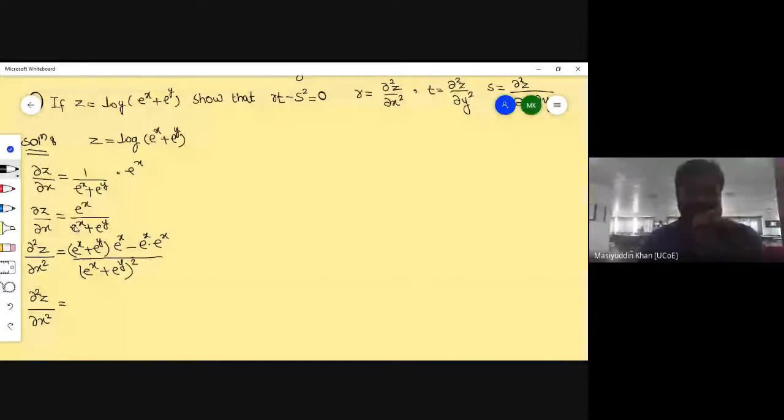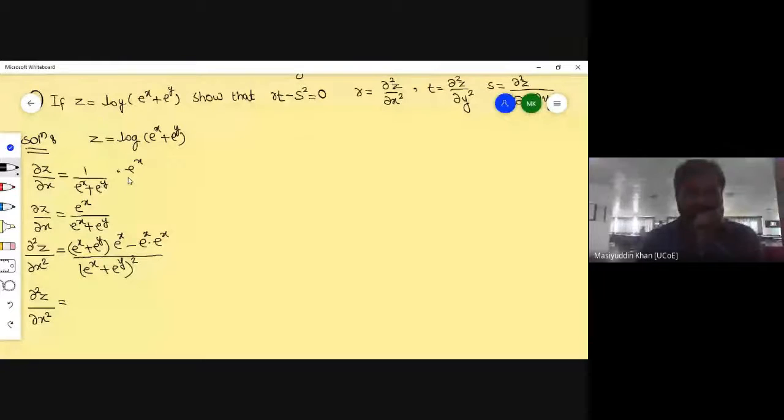Hope the first derivative is clear to everyone. The derivative of log of f of x is 1 upon f of x, so 1 upon e raised to x plus e raised to y, and the derivative of e raised to x plus e raised to y with respect to x. So the second part is 0, only you will get e raised to x. So therefore ∂z/∂x is this, and after differentiating this function again with respect to x, we have to apply the u by v rule. What is the u by v rule? V into the derivative of u. So this is part u, or, just for better understanding, I'm just writing this part here. This is u and this is v.